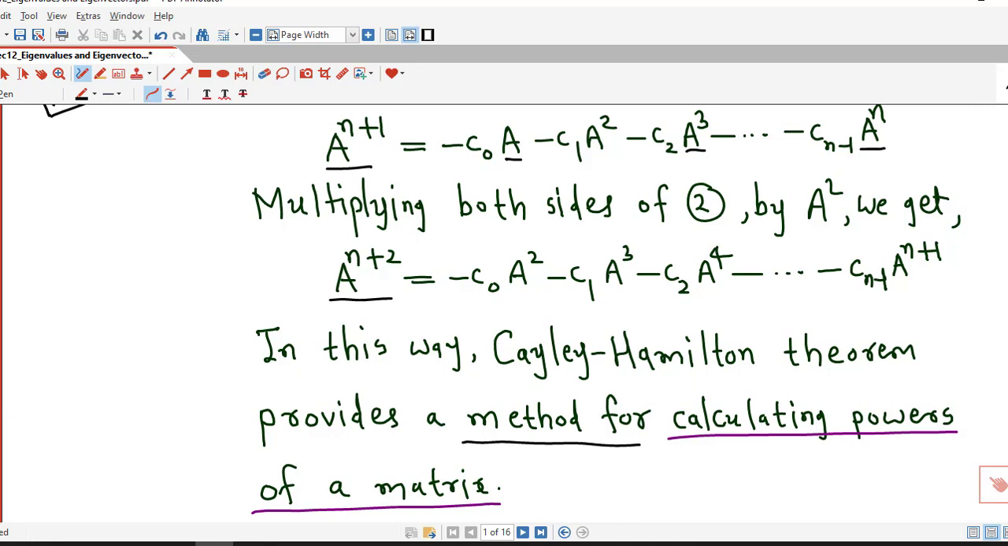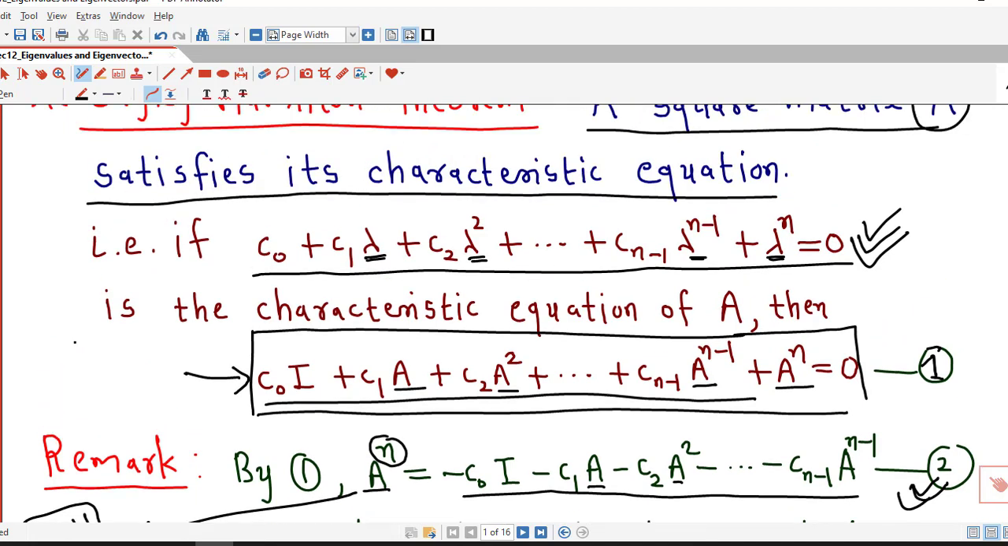We can use Cayley-Hamilton theorem to find out inverse of a matrix if the matrix is invertible. So if we want to find out inverse of a matrix, we can multiply this equation by A inverse. If we multiply this equation by A inverse, we obtain C0 I into A inverse, that is A inverse, plus C1 A into A inverse, which is identity matrix, plus C2 A inverse into A square, that is A, and last term will be A raised to n minus 1 equal to 0. So if we want to find out inverse of a matrix, we will multiply this equation by A inverse.